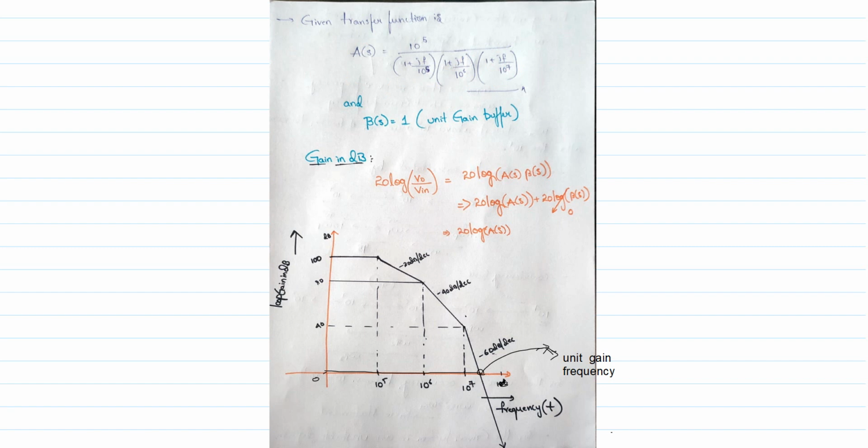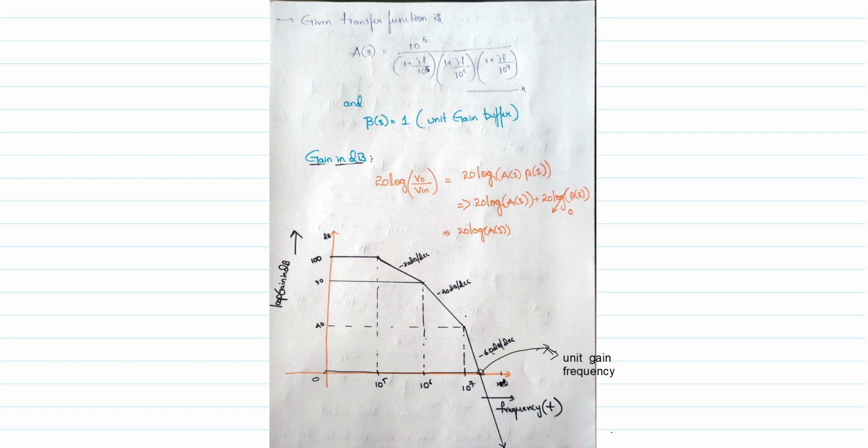It is in the frequency domain because it is in the form of frequency, and every such transfer function should be in the form of 1 plus jf by 10 power 5. If it is in the form 3 plus or 5 plus, please take the 3 or 5 common, so it becomes the 1 plus form. After that, beta of s equals 1, since it is a unit gain buffer op-amp.